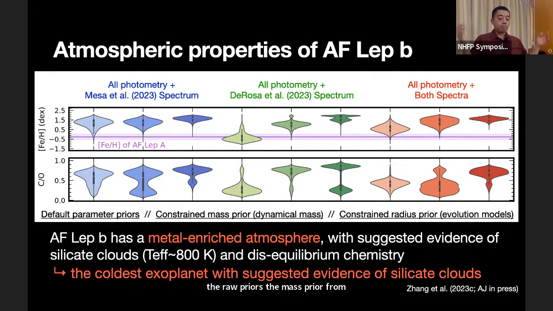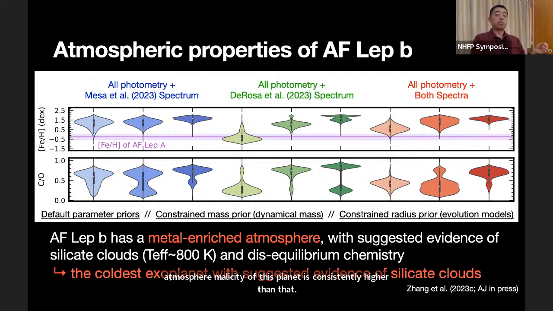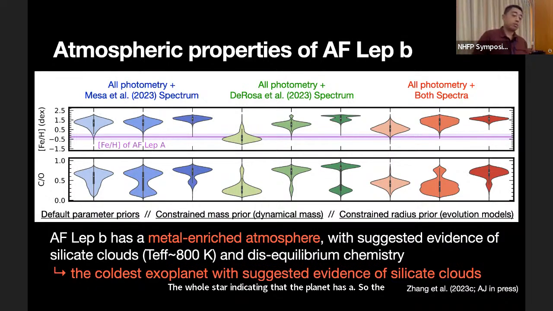What we see here in the top panel is that the atmospheric metallicity of this planet is consistently higher than that of the host star, indicating that the planet has a metal-enriched atmosphere. The only one that is not consistent with the others is the retrieval that basically predicts a Mars-sized mass for the planet, which is not consistent with the orbit. So we consider that result unreliable.